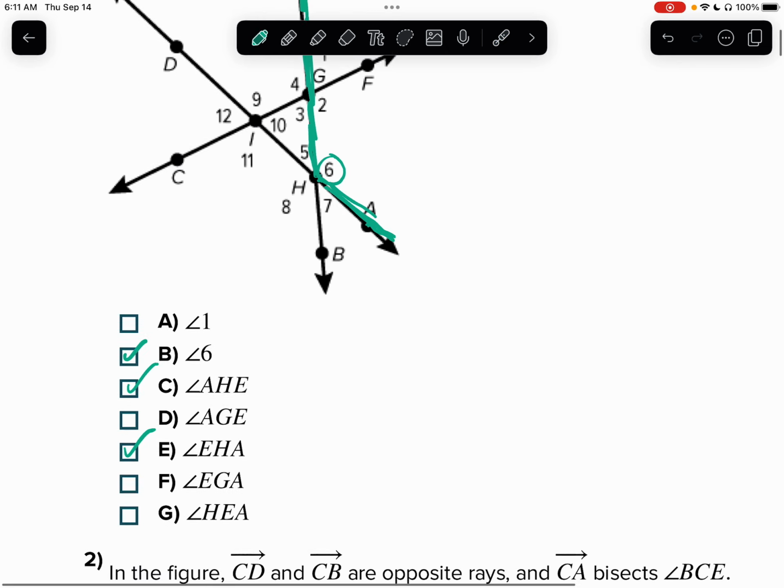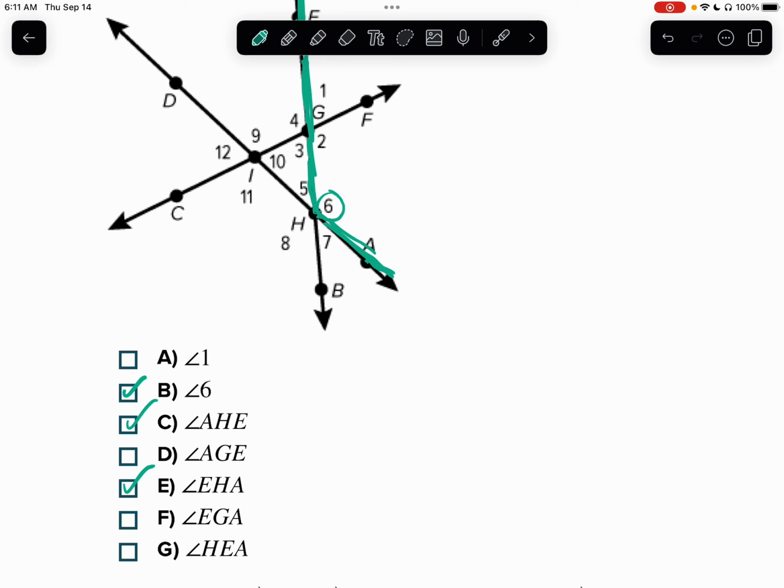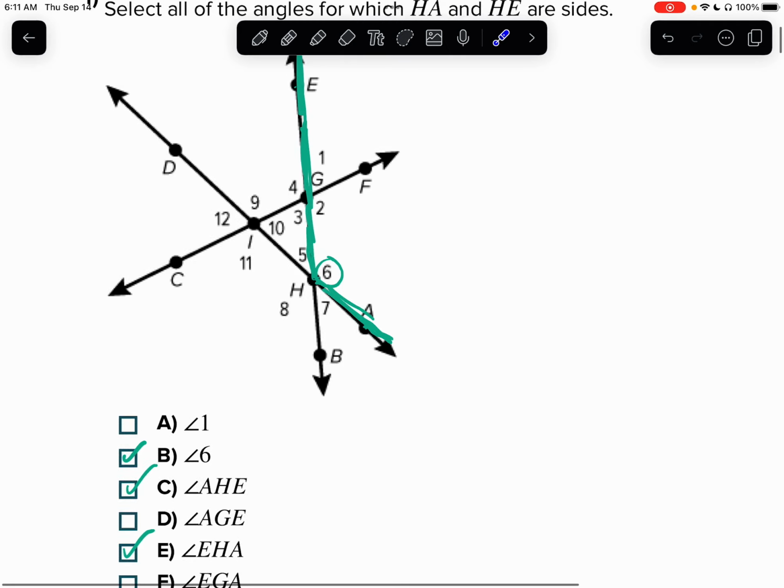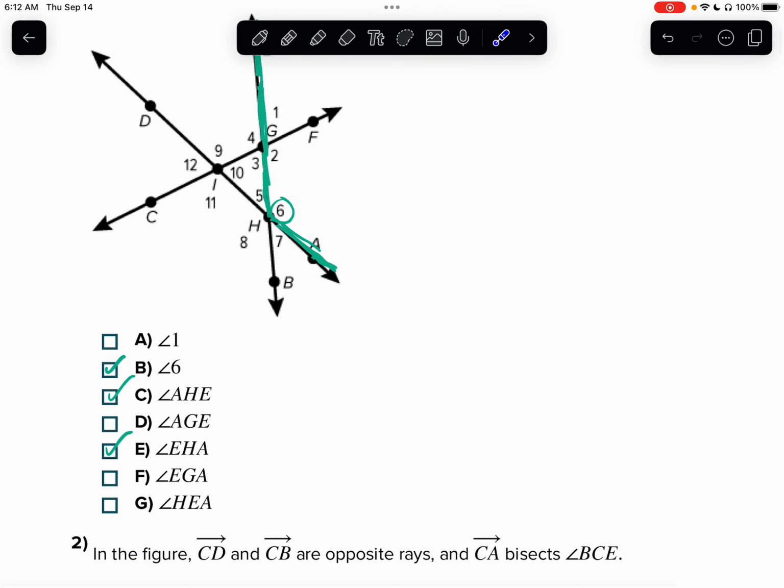So E works. EGA, as I said, G and A don't connect, so that one doesn't work. And then we have HEA, which would start at H, go to E, and then out to A. But that doesn't work. That's not an angle. E does not connect to A. So it's just B, C, and E here.